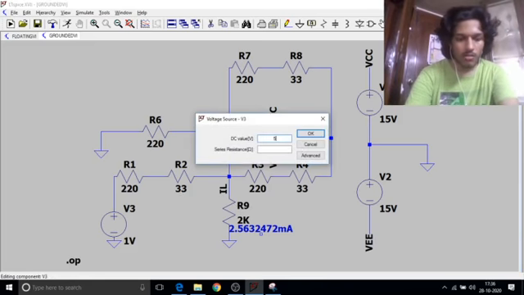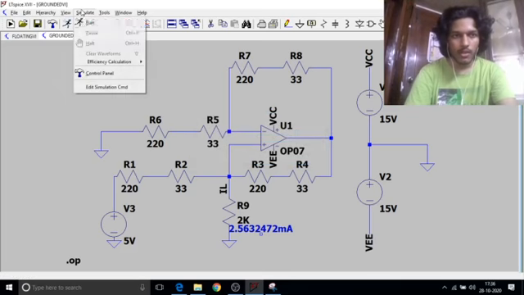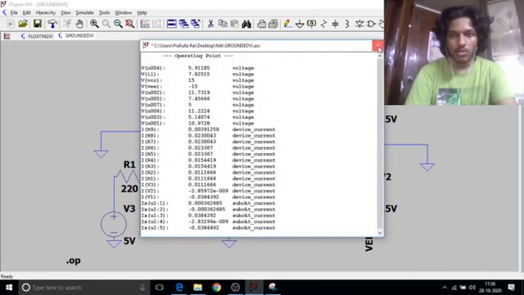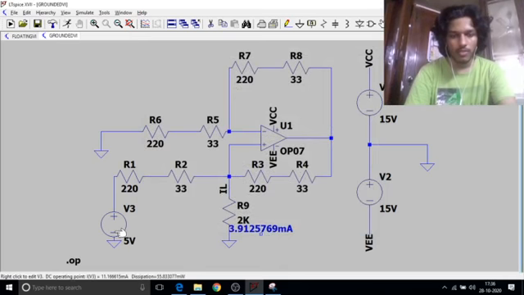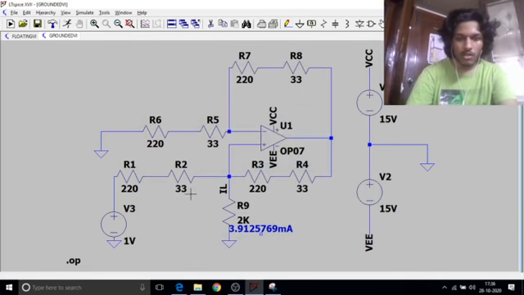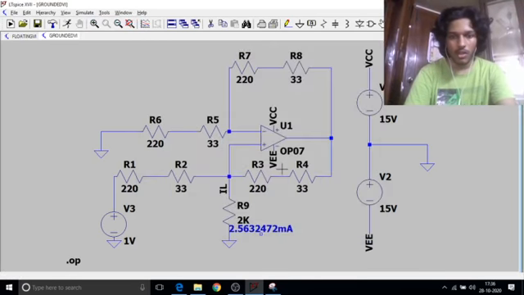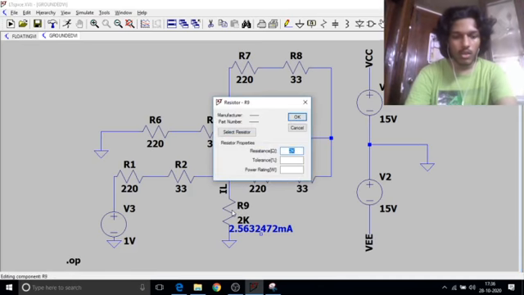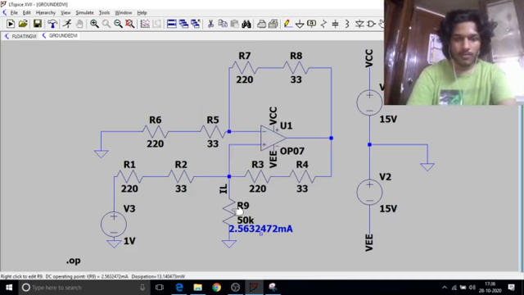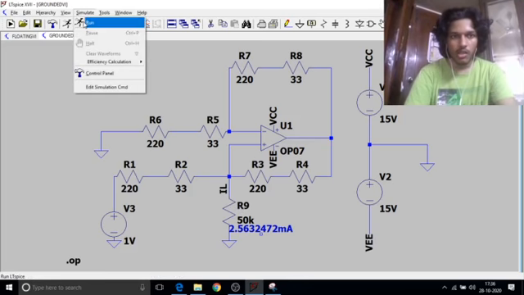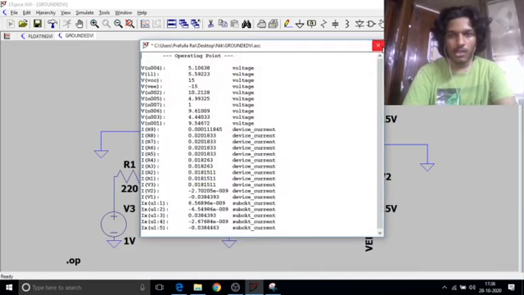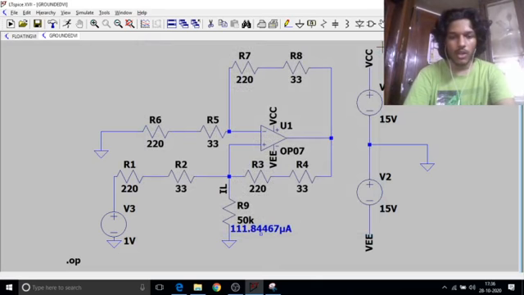I'll change this value to 5 volts input, and when I run it we will get a different value, which is 3.9125. Now I'll check if the load resistance is affecting the value of the load current. I'll change it from 2K to 50K. The value currently is 2.56 and I run it and I can see that the value has become 111.84467 microamperes. Again, our hypothesis of IL being independent of RL has been proven wrong.